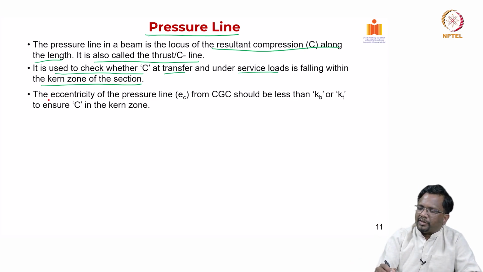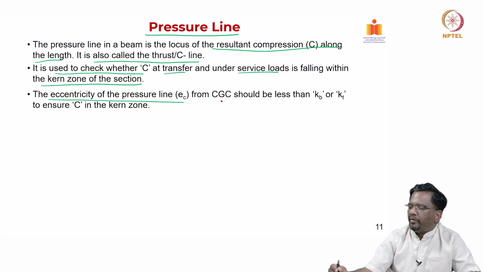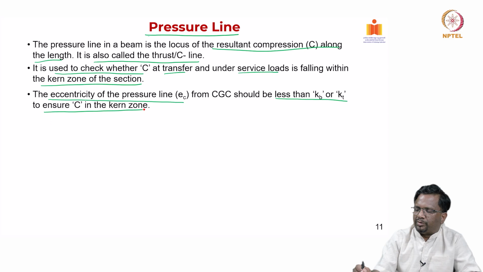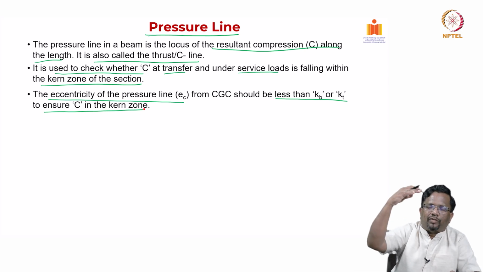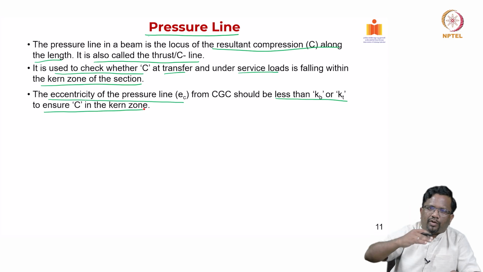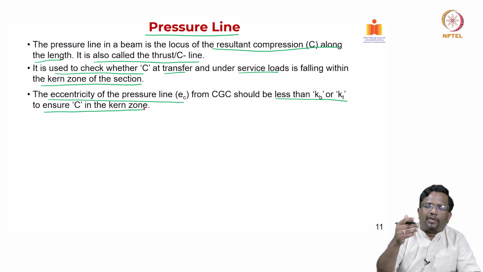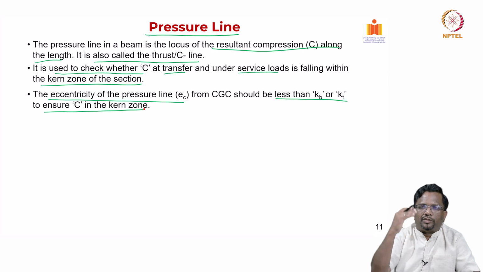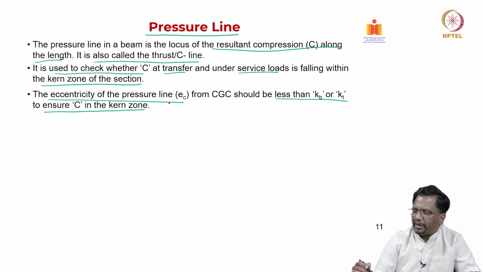Now, the eccentricity of the pressure line from the CGC should be less than Kb or Kt to ensure that C is within the Kern zone. That means eC is the location of your compression force from the CGC. Just like we have the eccentricity of the cable profile, I can also define the eccentricity of the pressure line, which is your eC. That should always be less than Kb or Kt. Then only can we say that C is going to be within the Kern zone for a type 1 member.